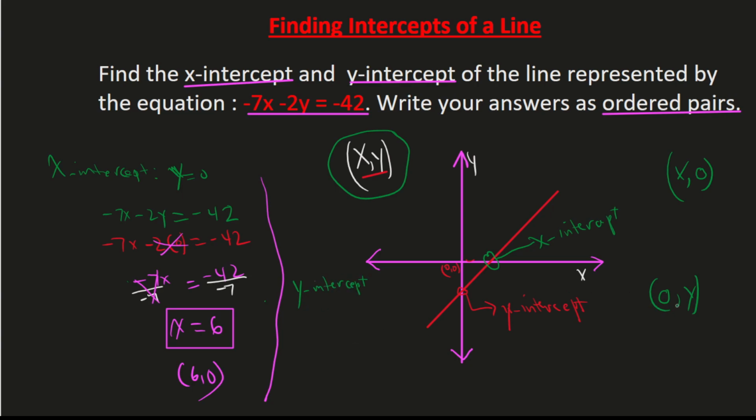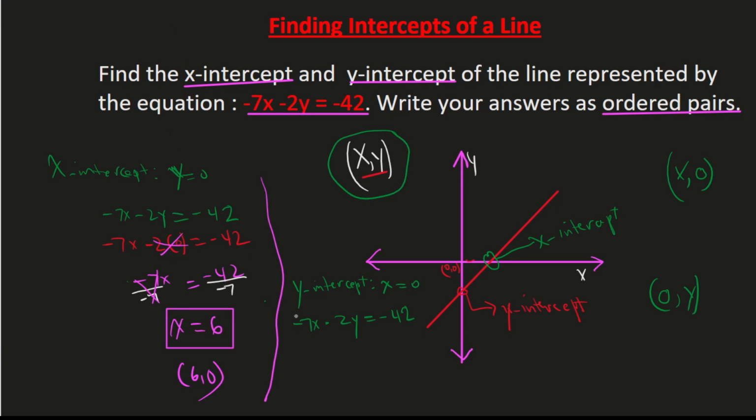Okay, when does that happen? This is it here. Y-intercept, when x is equal to 0. So when I say y-intercept, I'm going to write here x equals 0. So once I do this, let me write my equation: minus 7x minus 2y equals minus 42.